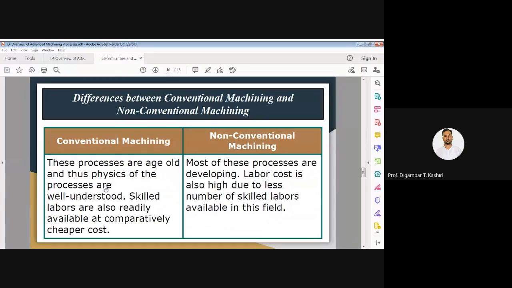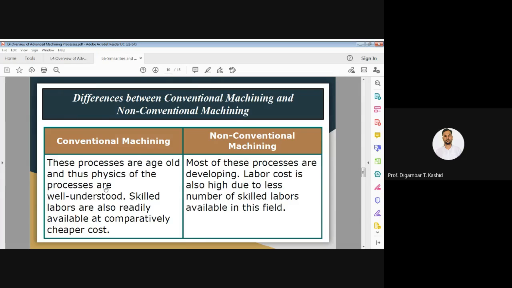Conventional machining processes are age-old processes, and the physics of these processes is well known and understood by all technically skilled persons. Skilled laborers are also easily and readily available in the market at a cheaper cost. But most non-conventional machining processes are still developing, so the labor cost is also very high, due to the small number of skilled laborers available in this field.